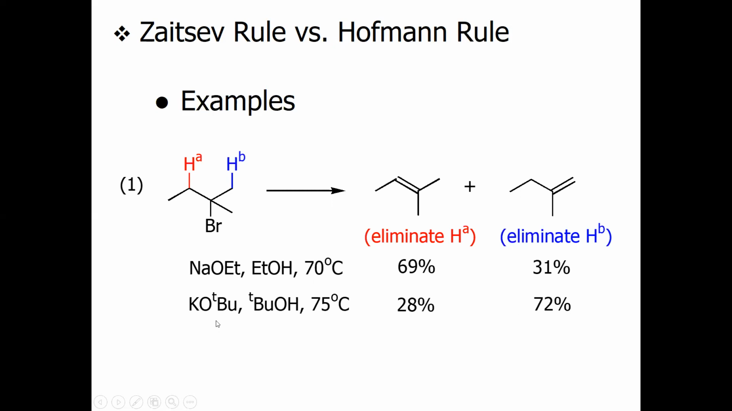Similarly, once you use the bulky base, the case is reversed. The less substituted alkene is in high percentage because of the steric hindrance, and the most substituted alkene, because of this change in base, you will have in a lower percentage. So this is how a base can play an important role.